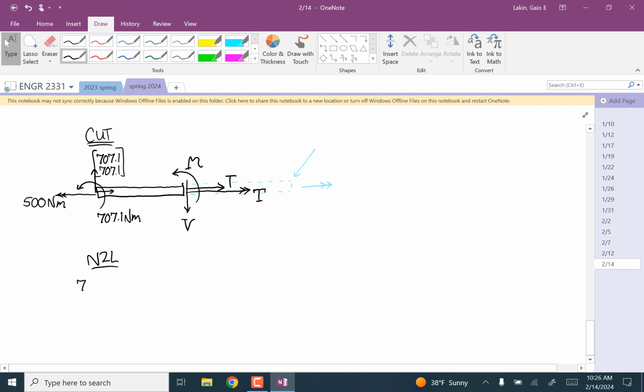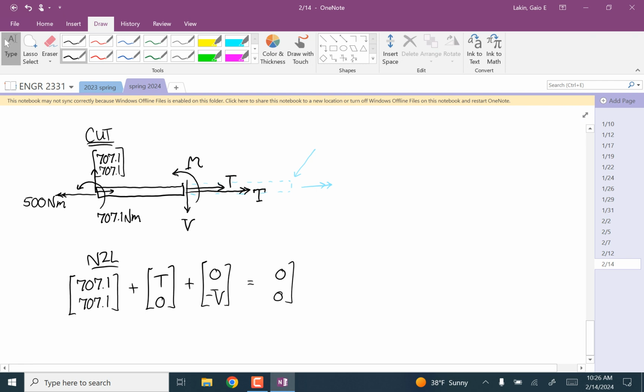says 707.1, 707.1, plus T, 0, plus 0, negative V is equal to zeros.